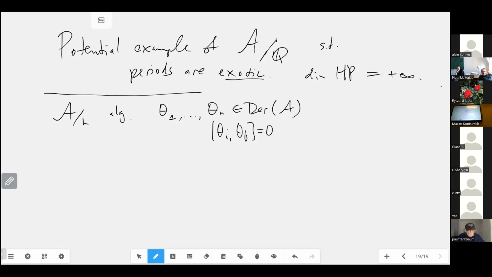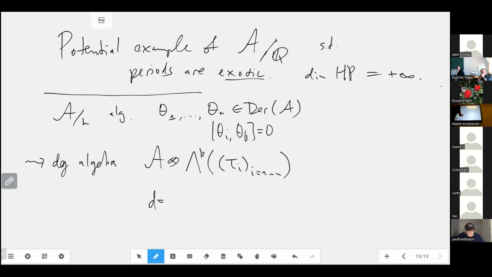Then one can make a DG algebra from this. You multiply your algebra by the exterior algebra over the space generated by some symbols tau_i, for i from 1 to n. Define the exterior algebra with the differential equal to the sum over i of a derivation times multiplication by tau_i. So of course, this squares to 0. That's just some construction, but in some cases, it really calculates your periodic cyclic homology.